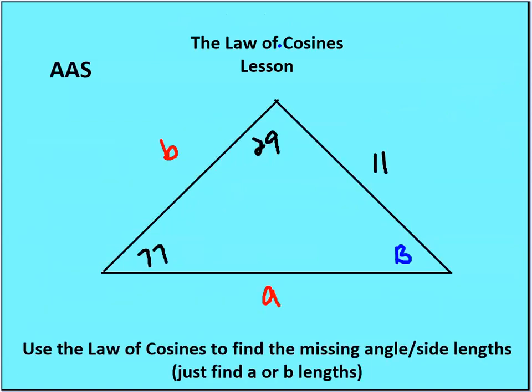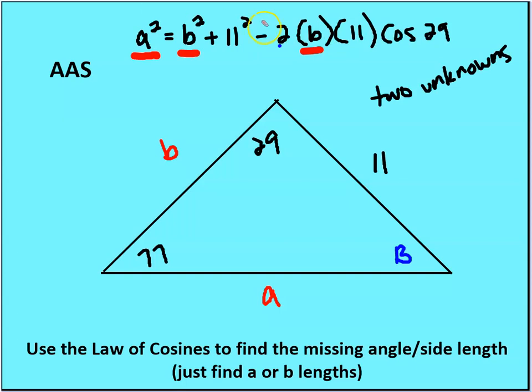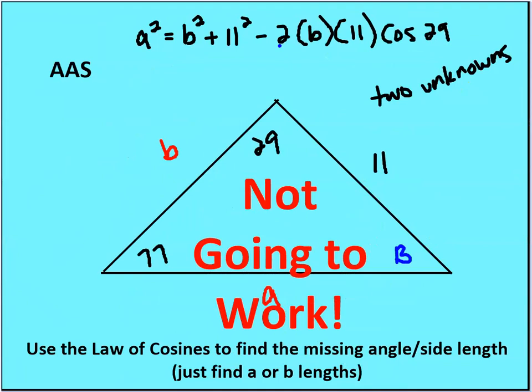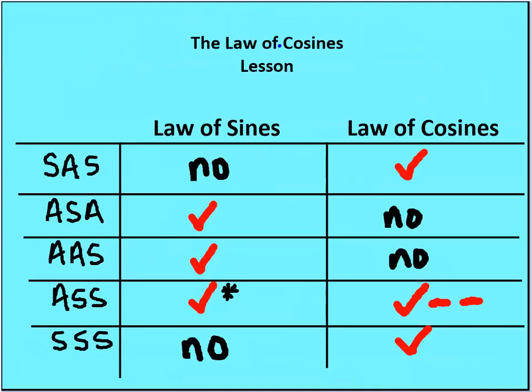And then the last one, angle angle side. You can pause here to see if you can solve this one as well. You can just solve for A or B lengths. And you're going to see again we have two unknowns. So we cannot use the law of cosines to solve for angle angle side. So going back to our table now, I added another negative to the angle angle side. So we can't use law of cosines for angle side angle or angle angle side. So we have two A's, no law of cosines.